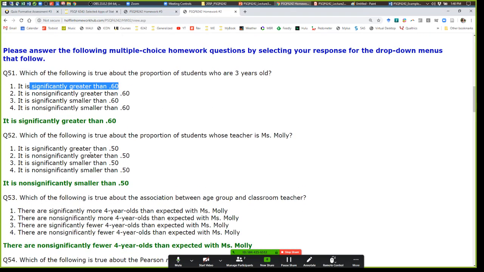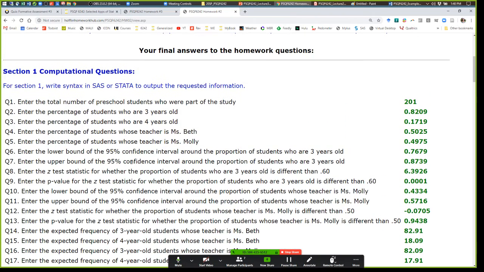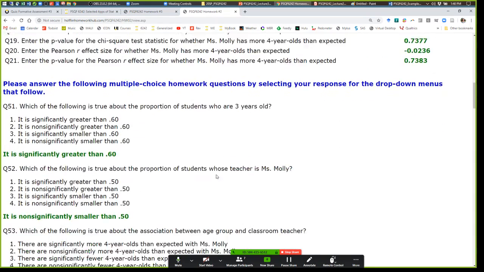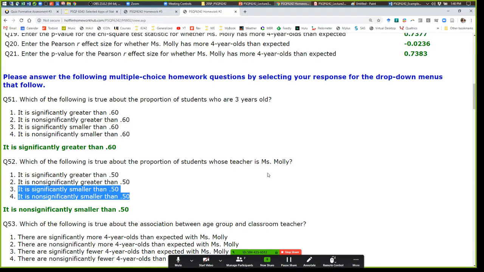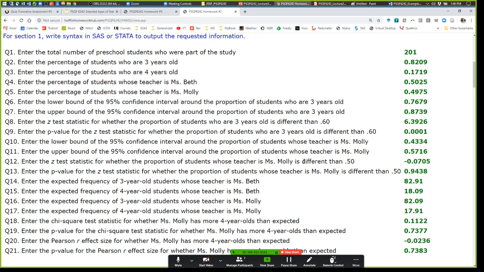Same logic for the next one. Proportion of students who have Miss Molly, 0.49 and some change, relative to 0.5, that number is smaller. How do I know if it's significant? Well, I have a z-test for that. There's my z, there's my p. Note the z is negative. That tells you that it's smaller than expected as well. And because the p is much greater than 0.05, we call that non-significant.